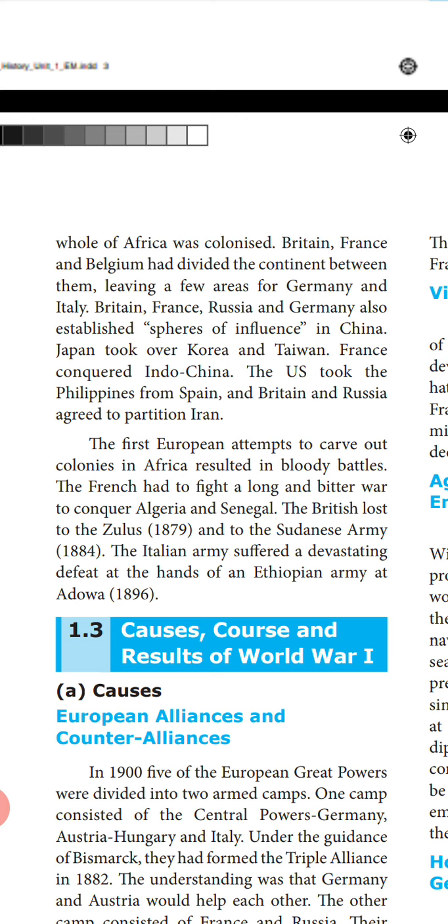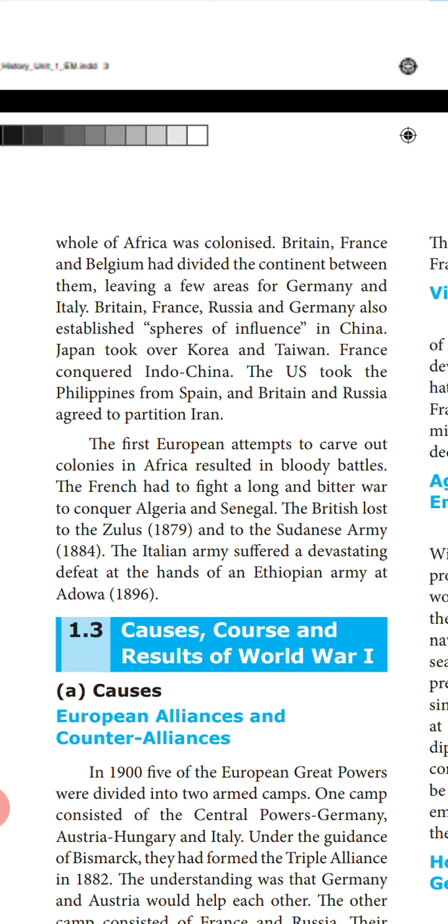The British lost to the Zulus and the Sudanese army. The Italian army suffered a devastating defeat at the hands of the Ethiopian army at Adowa. Ethiopia is in Africa. Adowa, the Battle of Adowa.